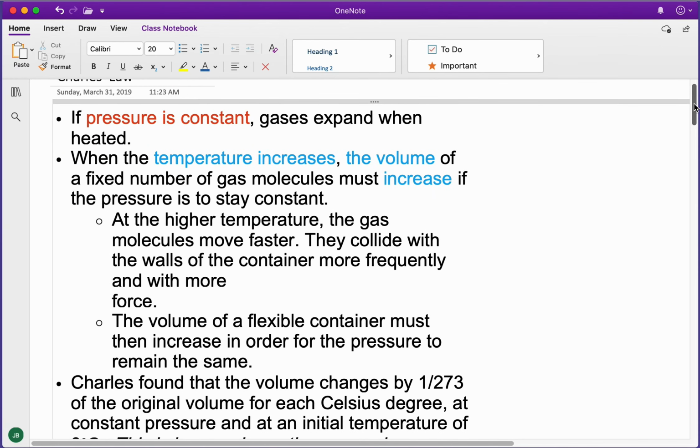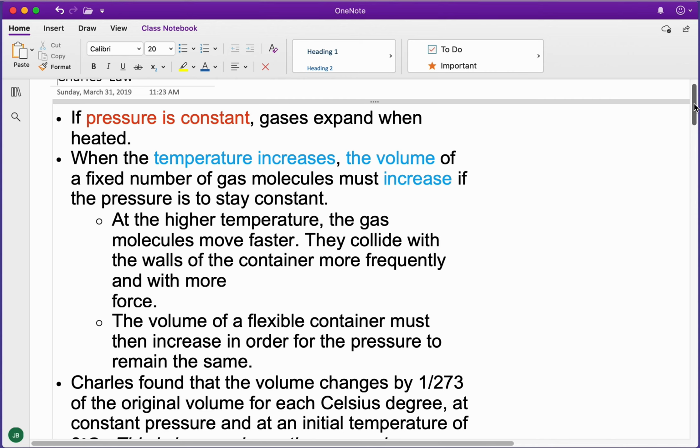And what we have is a direct relationship between temperature and volume. So as the temperature increases, the volume will increase. As the temperature decreases, the volume will decrease. Okay, and why? What's going on here that causes this relationship?